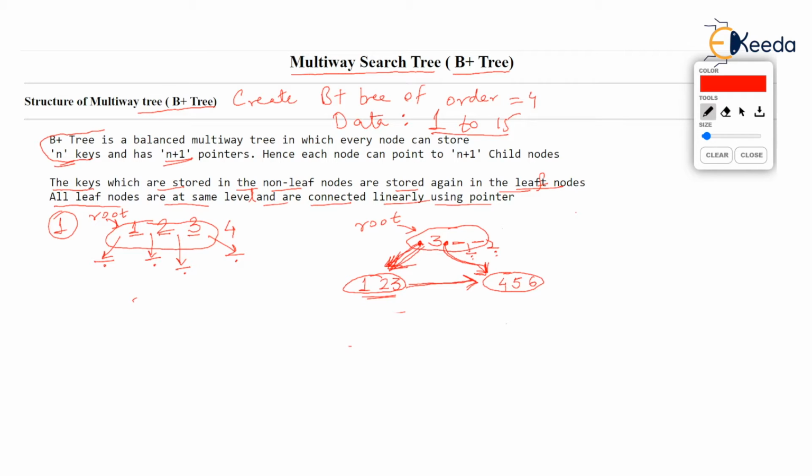And now 7. 7 should go after 6: 4, 5, 6, 7, but it can't fit. So we have got a sequence again. The sequence is 4, 5, 6, 7, a sorted sequence. Then we will split the sequence into two equal halves, but we can't make equal halves. So we'll say the left sequence is 4, 5 and the right sequence is 7, and the third key, 6, is appointed as the median.